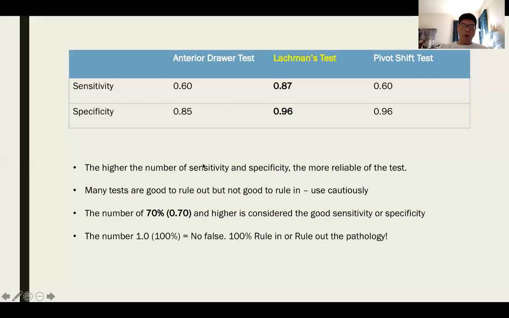If the number is 1.0 or 100%, what's the meaning of that? That means no false results, so we call that the gold standard. That's 100% rule in or rule out of the pathology. I hope this explanation helps you understand sensitivity and specificity and also helps with your clinical practice.